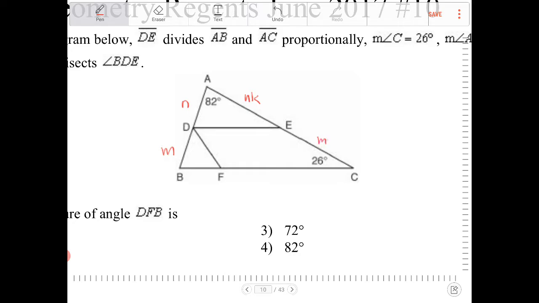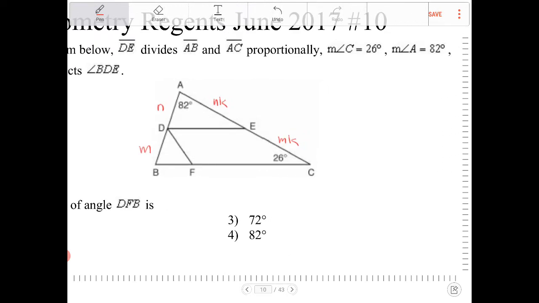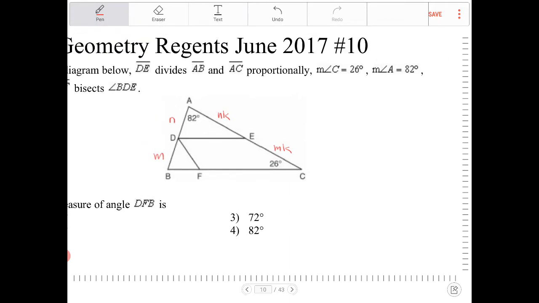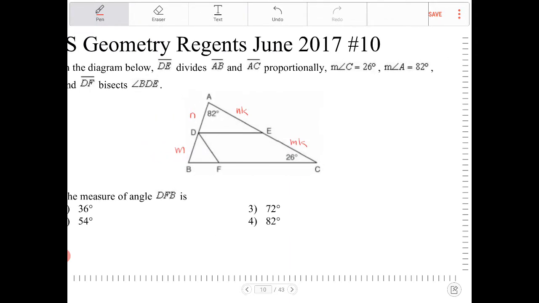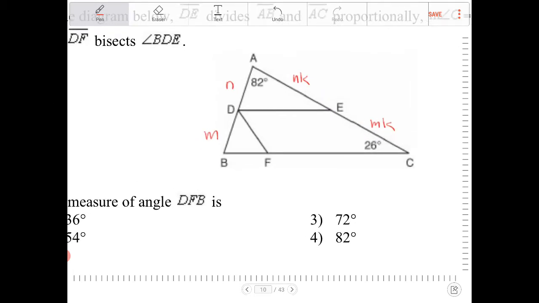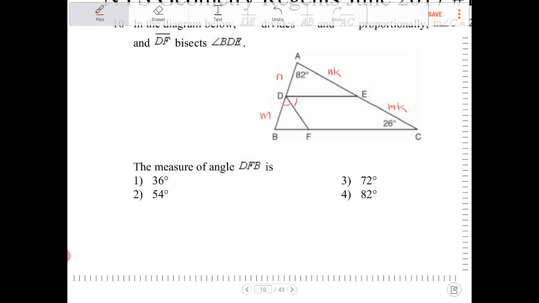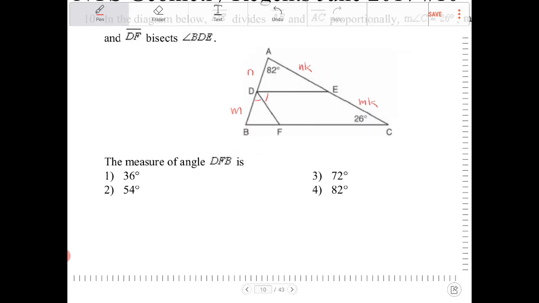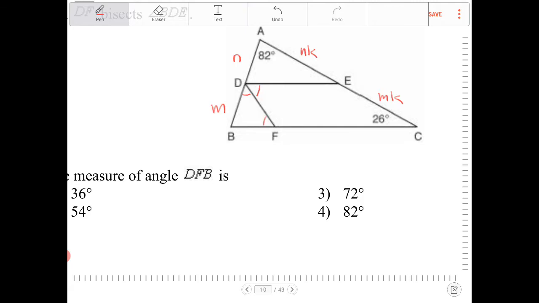Same thing with EC there. If AD is m, then EC will be m times k, right? It will be some proportion greater. Angle C is equal to 26 degrees, angle A is equal to 82 degrees, and DF bisects angle BDE. So DF bisects angle BDE, telling us that these two angles are congruent. The measure of angle DFB is, so we're looking for angle DFB, which is this guy over here.